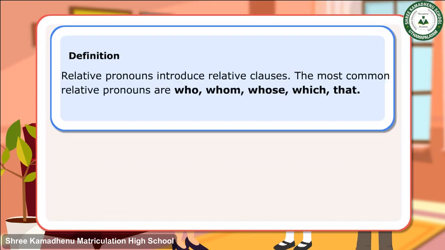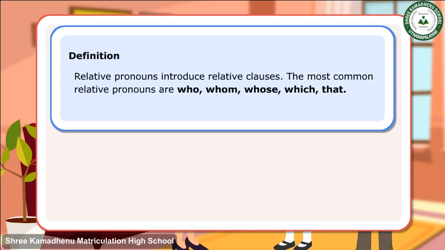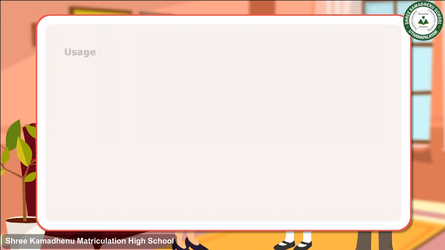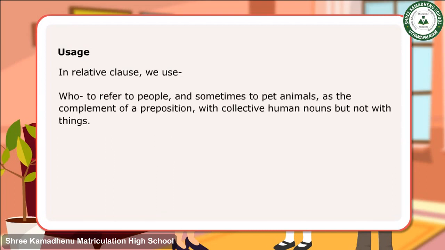Definition. Relative pronouns introduce relative clauses. The most common relative pronouns are who, whom, whose, which, that. Usage. In relative clauses, we use who to refer to people and sometimes to pet animals, as the complement of a preposition with collective human nouns but not with things. Whom to refer in formal and always with a preposition.